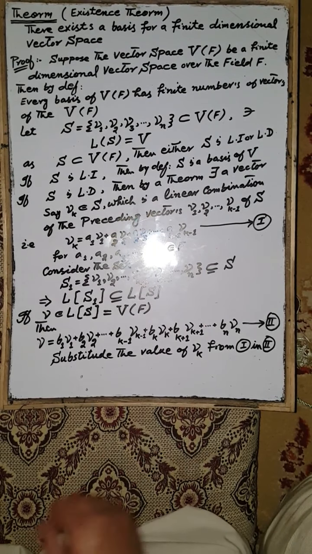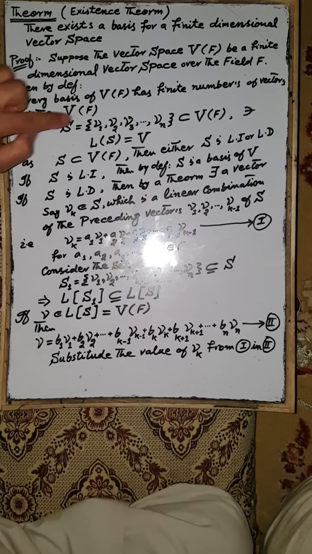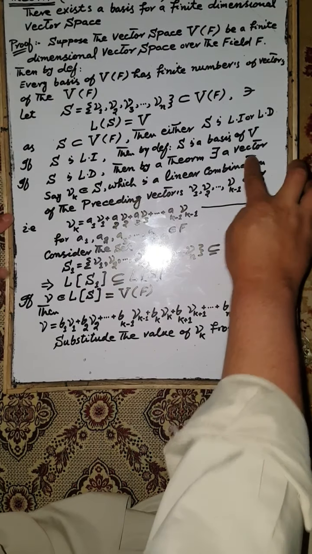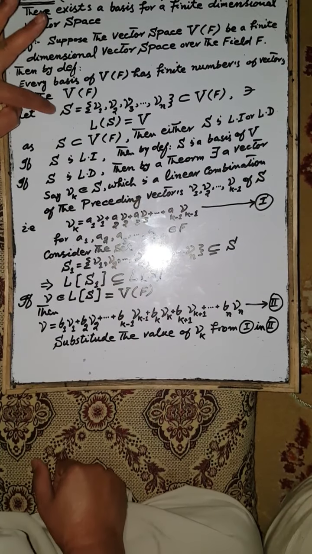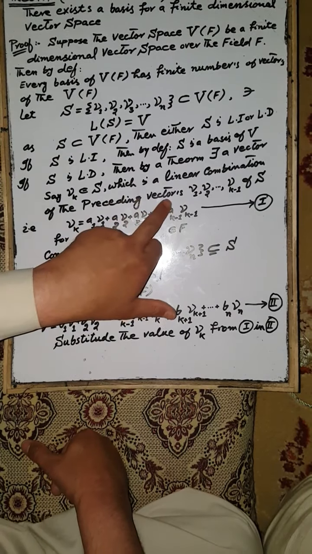But if the set S is a linearly dependent set of the vector space V over the field F, then by a theorem there exists a vector vk in the set S which is a linear combination of the preceding vectors v1, v2 up to vk minus 1 of the set S. So there exists at least one vector which is a linear combination of the preceding vectors. This is a theorem. Suppose that vk is a vector in the set S which is a linear combination of the preceding vectors v1, v2, v3 up to vk minus 1.